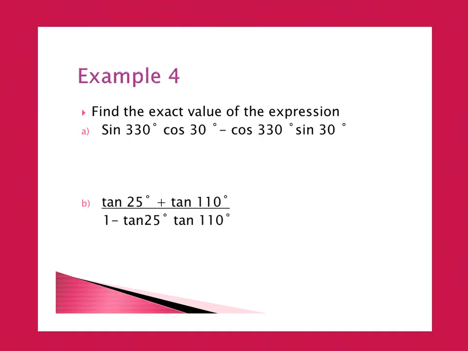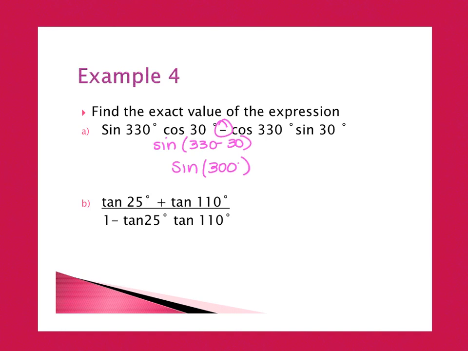All right, so they look like this. Now the directions say find the exact value of the expression. I'm looking for the pattern. So if it's sine, cosine, cosine, sine, which pattern is that? Sine. And with sine, do you keep the sine the same or change it? Same. Keep it the same. So this is going to be 330 minus 30. This is the sine of 300 degrees.